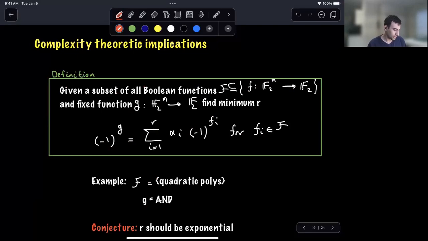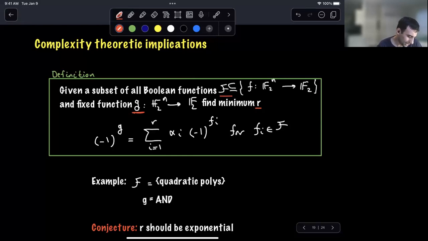In general, there is this notion of rank for Boolean functions. If you consider a subset F of all Boolean functions, and if you consider one particular Boolean function g, we can define the minimum number of terms you need from this set F, such that we can write (-1) to the power g as a linear combination of these (-1) to the power f_i.